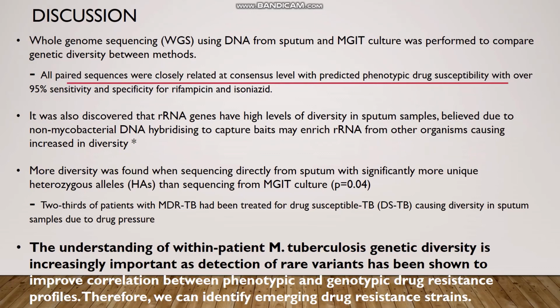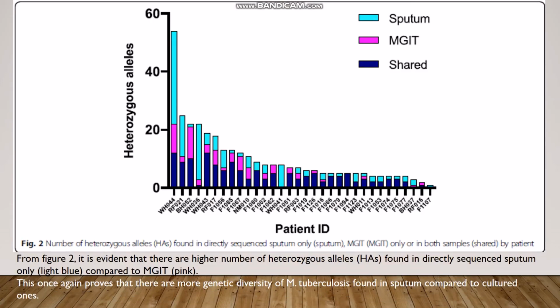Two-thirds of patients with MDR-TB had been treated for drug-susceptible TB, causing diversity in sputum samples due to drug pressure. The understanding of within-patient M. tuberculosis genetic diversity is increasingly important, as detection of rare variants has been shown to improve correlation between phenotypic and genotypic drug resistance profiles. Therefore, we can identify emerging drug-resistant strains. From Figure 2, it is evident that there is a higher number of heterozygous alleles found in directly sequenced sputum only, light blue, compared to MGIT, pink. This once again proves that there is more genetic diversity of M. tuberculosis found in sputum compared to cultured ones.